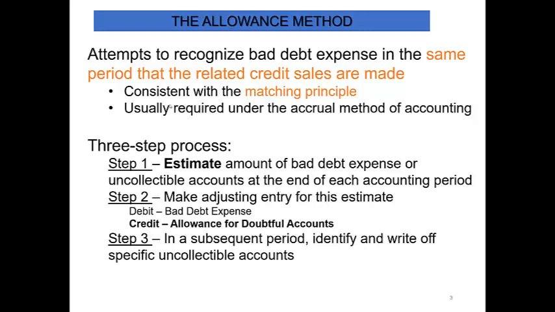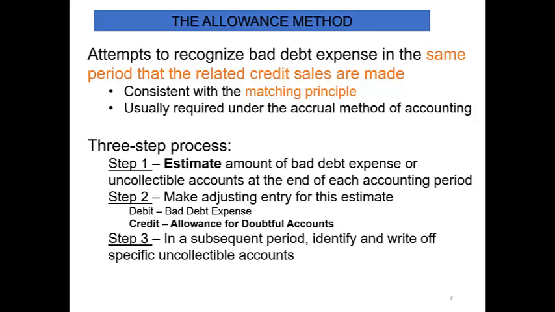So the allowance method is going to help us record the bad debt expense in the same period that the revenue occurred. And that way it's consistent with the matching principle. There is a three-step process that's involved with the allowance method.